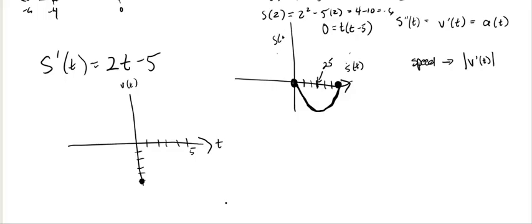So you go over 1, up 2, over 1, up 2. We should hit there. Over 1, up 2. And then if I wanted the last one, I could plug in 5 to be sure. 2 times 5 minus 5 is 5.